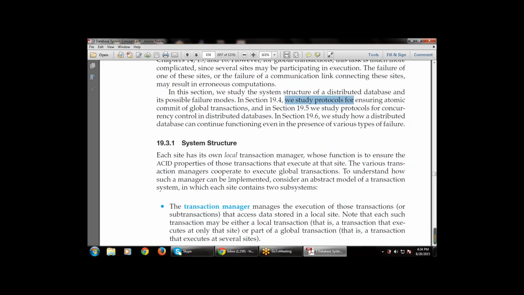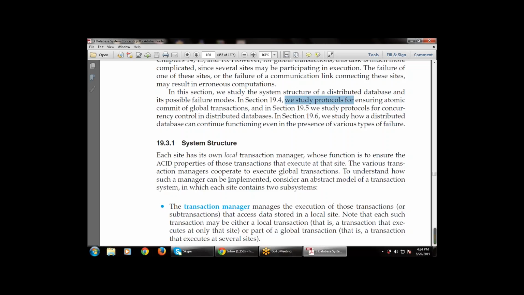Then next is the system structure. What is the main advantage of using the system structure? Each site has its own local transaction manager, whose function is to ensure the ACID properties of those transactions that execute at that site. So it provides the local execution, ensuring atomicity, consistency, isolation and durability for transactions executing at that site.